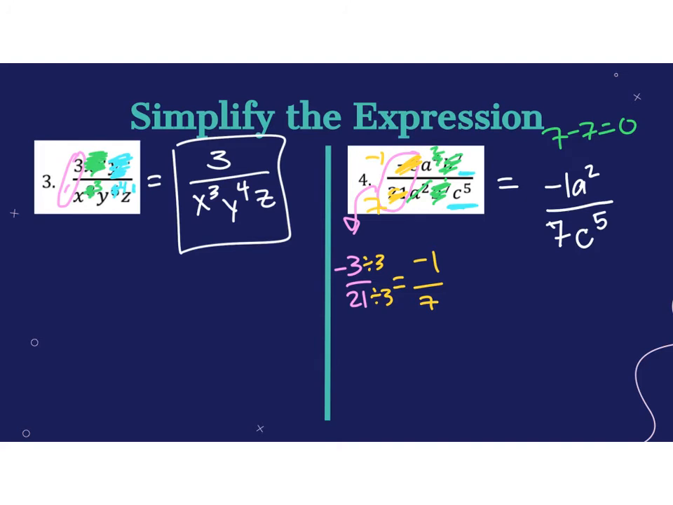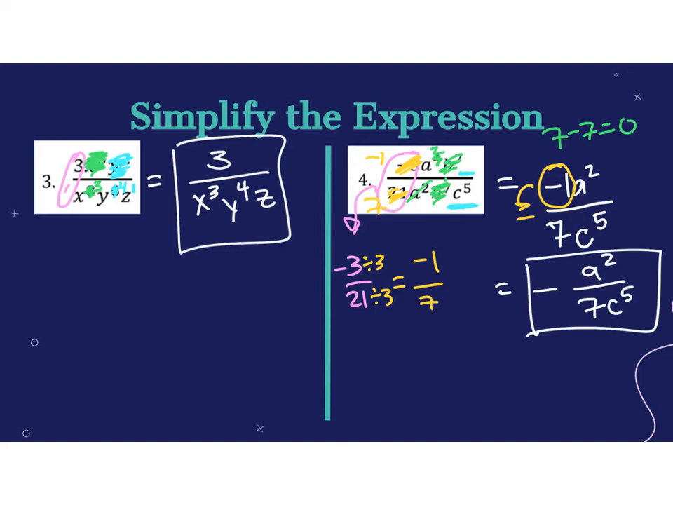Now, this is a perfectly fine way to write your answer. But this negative 1 right here, oftentimes, they'll just take this negative and plop it out front of the whole fraction. Because really what that means is the whole fraction is negative. So you may see that listed as negative a squared over 7c to the 5th. Either one of those is just fine. If you gave me this on a quiz, that would be just fine.